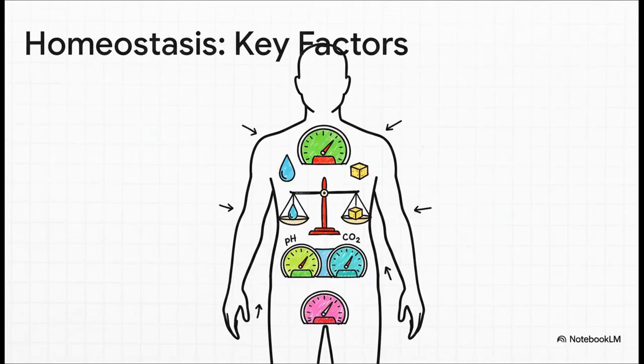Just think about everything your body has to juggle. Your temperature, how much water you have, your blood sugar, your oxygen levels, your blood pressure, all these things have to stay within a super narrow, perfect range. If you get too hot or too cold, or if your blood sugar spikes or drops, any little deviation and things start to fall apart. Homeostasis is that silent, tireless work going on in the background that is literally keeping you alive moment to moment.